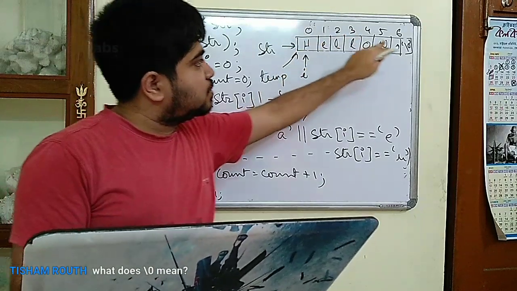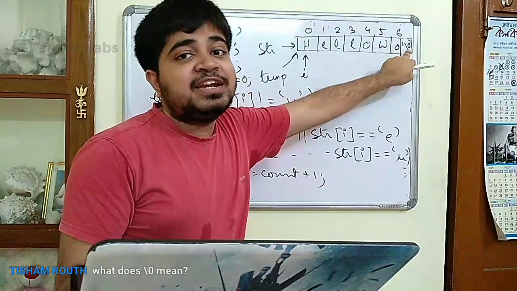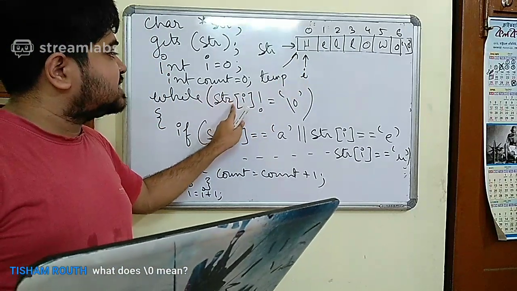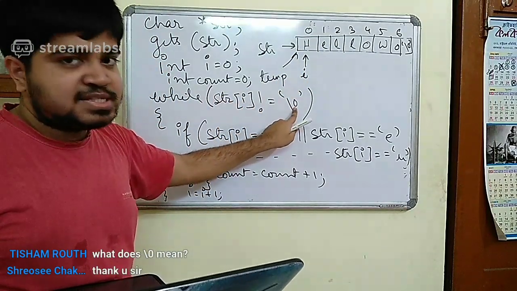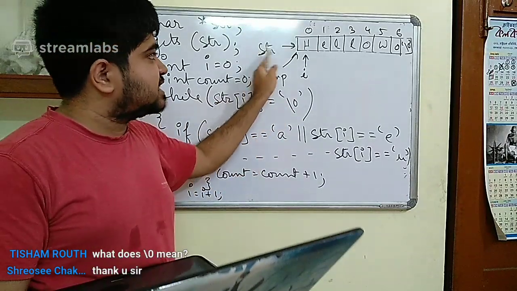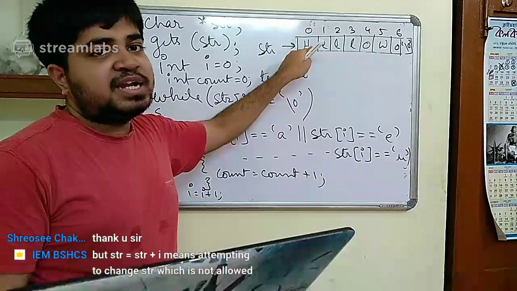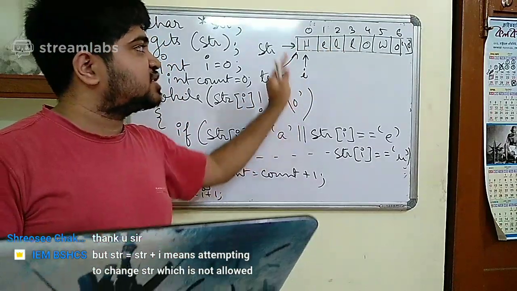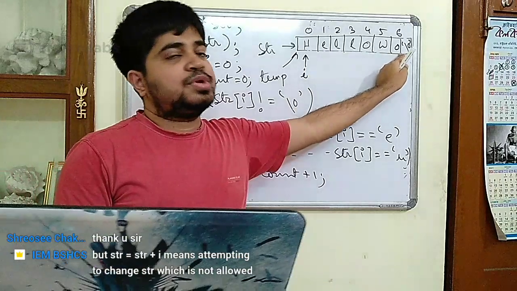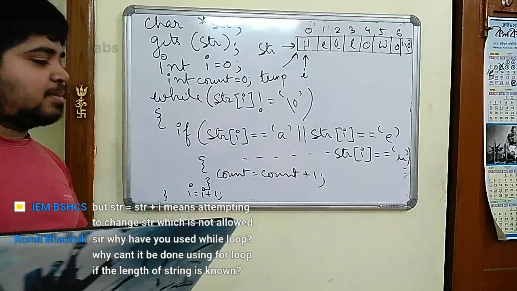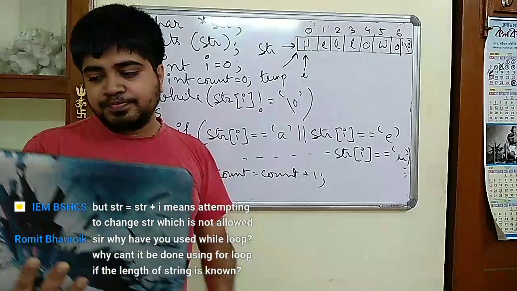If str[i] is equal to \0, which is the end of string, I will stop. Until str[i] is not equal to this, we will proceed. That is, if str[i]'s content, this or this or this, is not equal to \0, we will proceed through it. As we have reached this, we won't enter the while loop, we will simply come out. Alright?